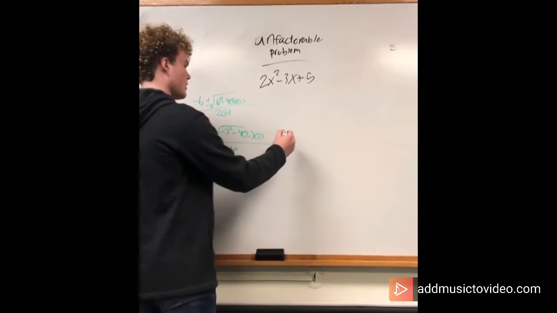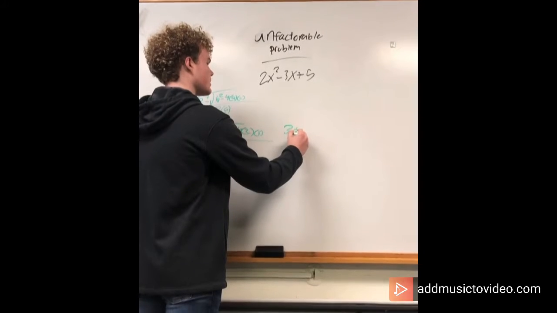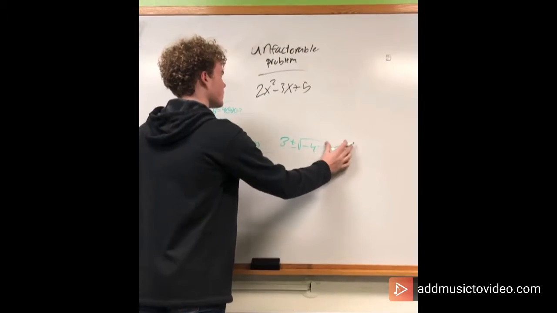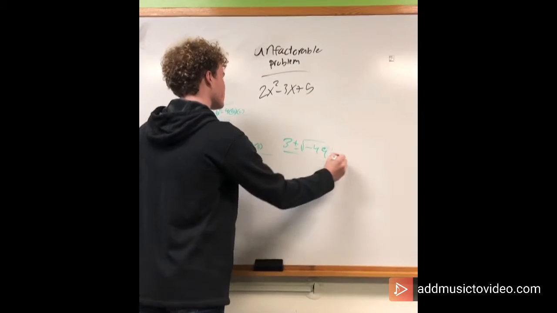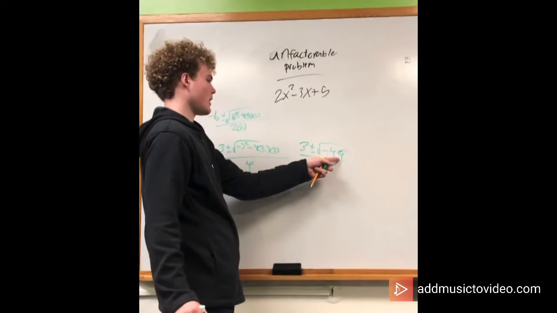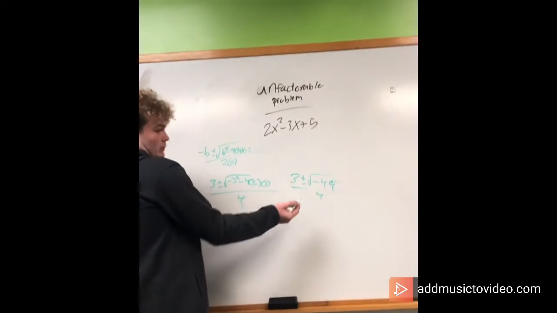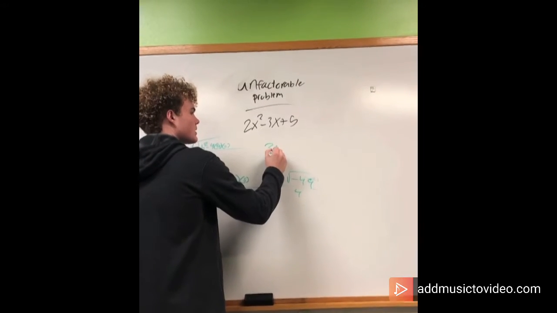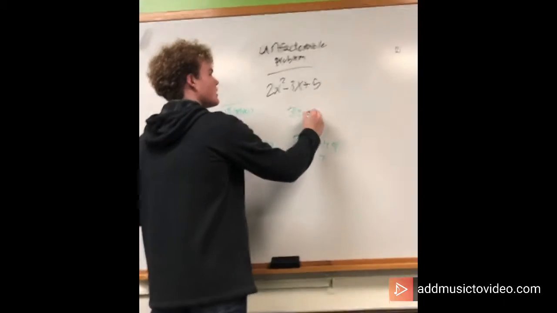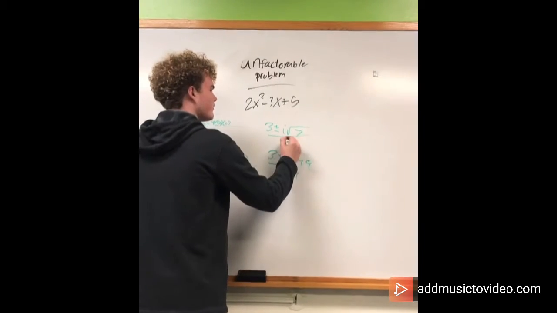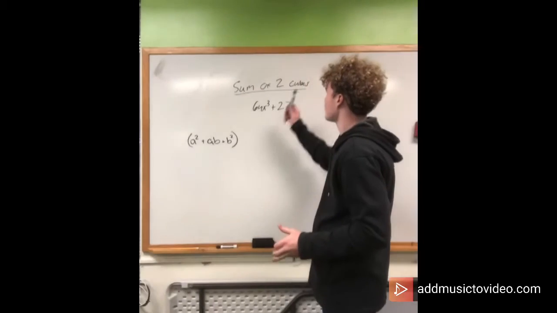So once you do that, you get 3 plus or minus the square root of negative 49 over 4. So you can take a square root of 49, but you can't take a square root of a negative, so you get an i out of that. So you get 3 plus or minus i square root of 7, because the square root of 49 is 7, all over 4.